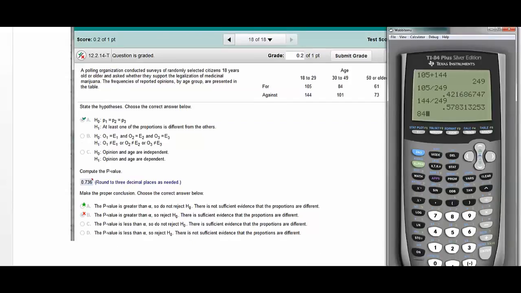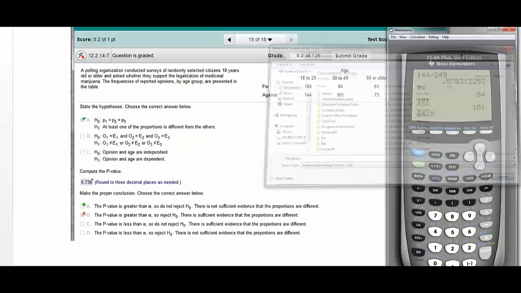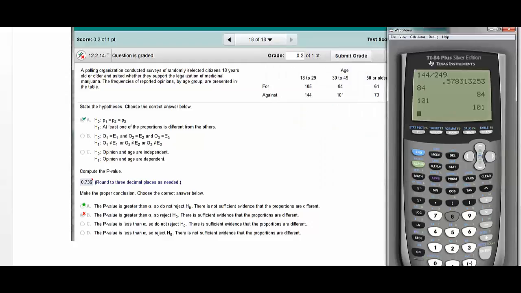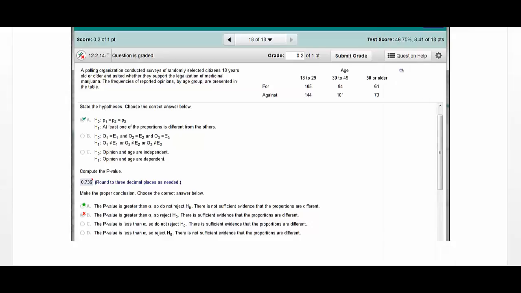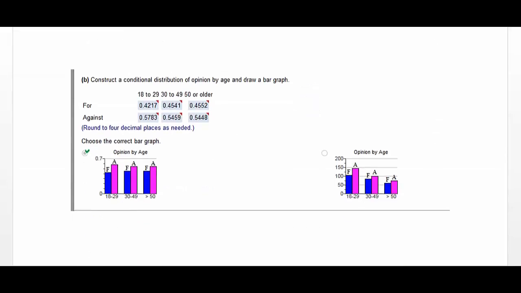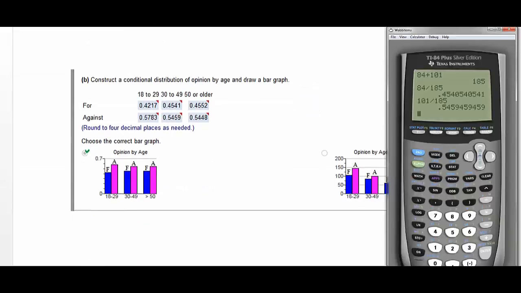So 84 plus 101, and then want to divide 84 by, I'm sorry, let's try that again. I said it, but apparently I didn't type it. 84 plus 101. Okay, so 84 divided by 185 and 101 divided by 185. And that should give me the percents that match down there. There you go. There's those two numbers. And then I'm going to kind of stop at this point.